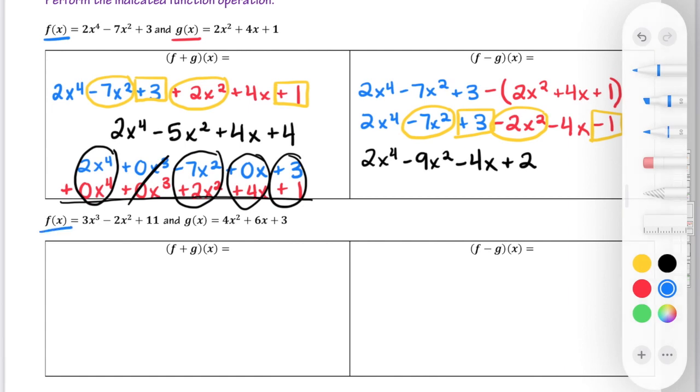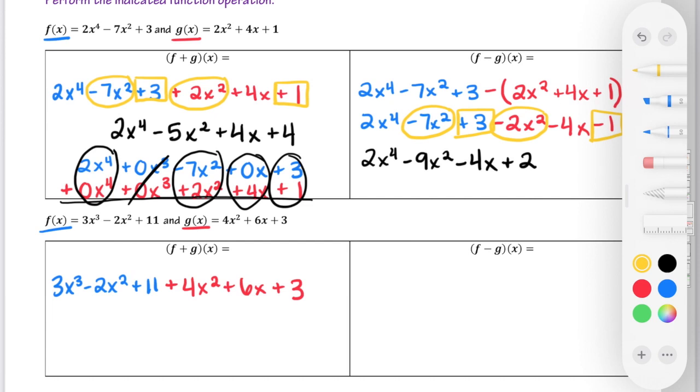Okay, my next one, I have two new functions. So f of x is 3x cubed minus 2x squared plus 11. I'll use blue for that again. G of x is 4x squared plus 6x plus 3, and I'll use red for that. Again, the first thing we have to do is add them. So 3x to the third minus 2x squared plus 11. So I copy down my f of x, and then I'm going to add the g of x terms. And I don't need parentheses because I'm not subtracting here, so I don't need to worry about distributing a negative.